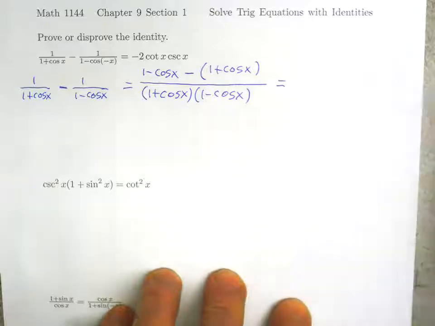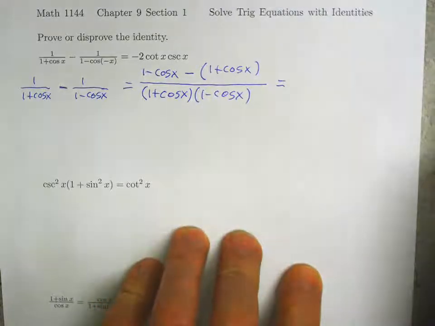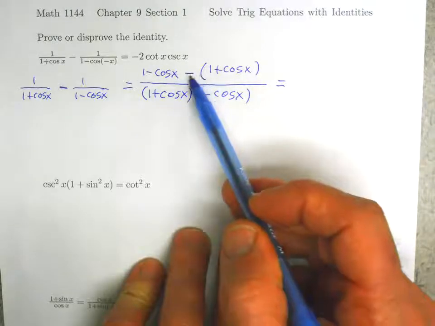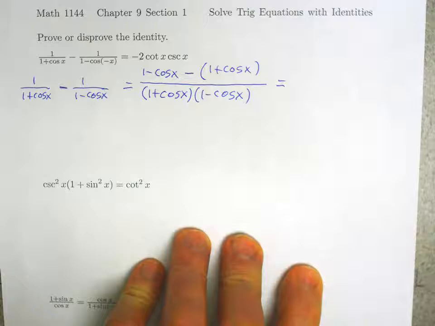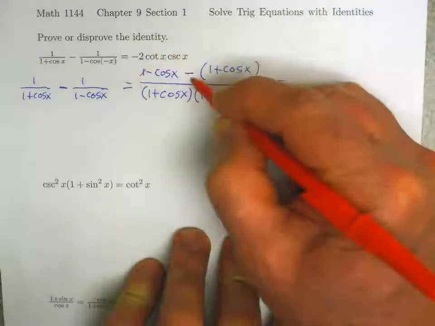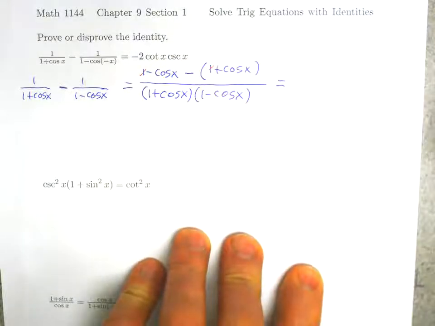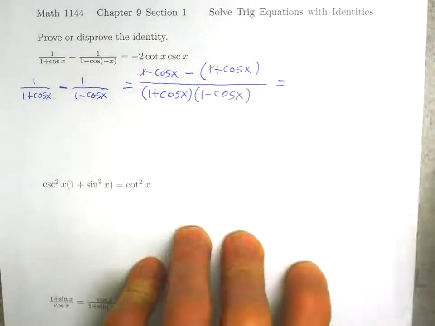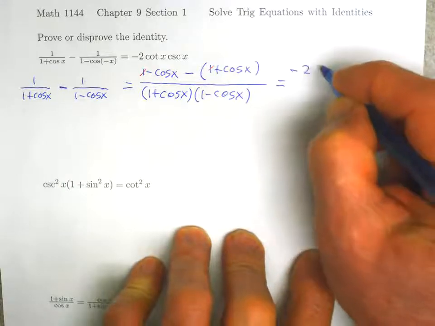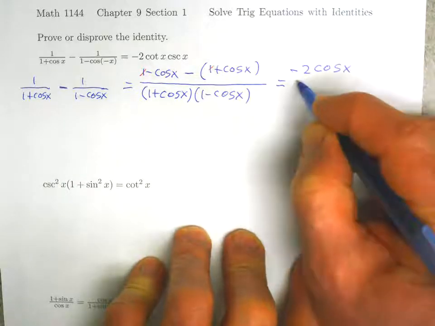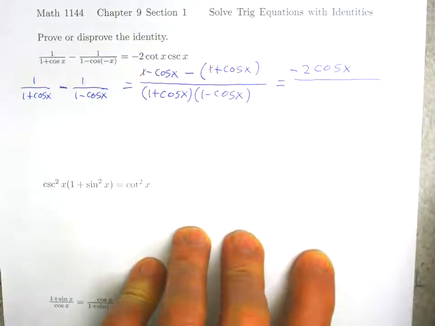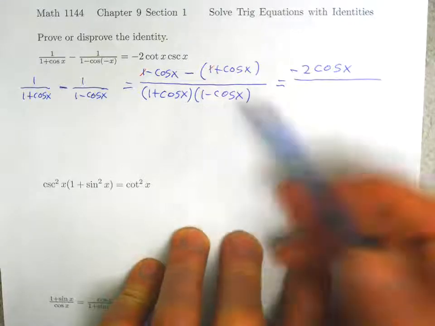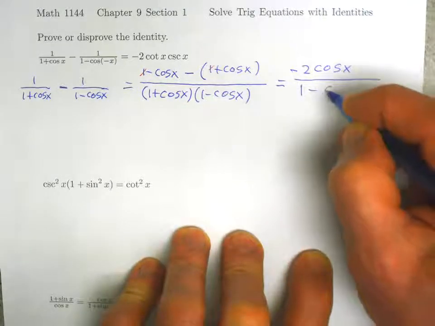Okay, so now we'll simplify what we can. We have 1 minus 1, so the 1's cancel each other out. 1 minus 1 is 0. But then we have negative cosine of x minus cosine of x. So that's negative 2 cosine of x. And in the denominator, we've seen this today. 1 plus cosine of x times 1 minus cosine of x is 1 minus cosine of x squared.